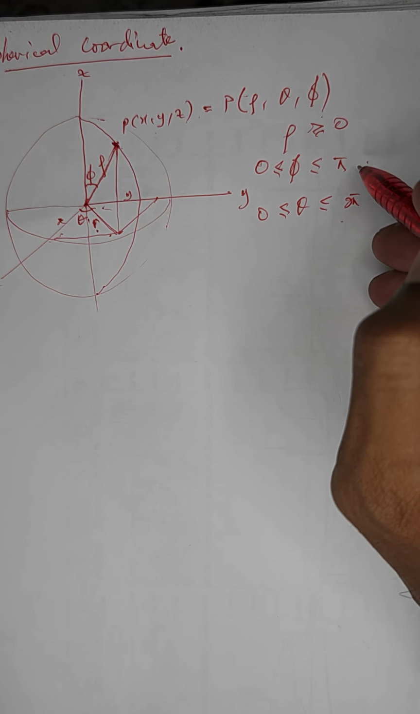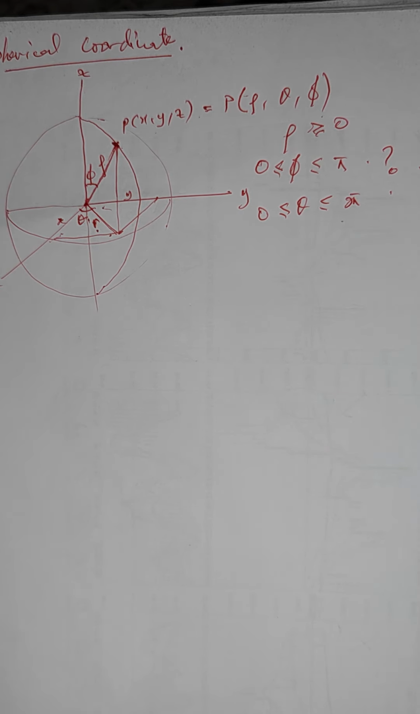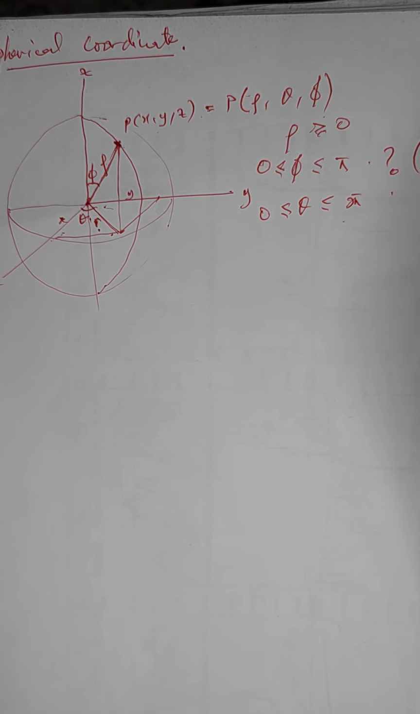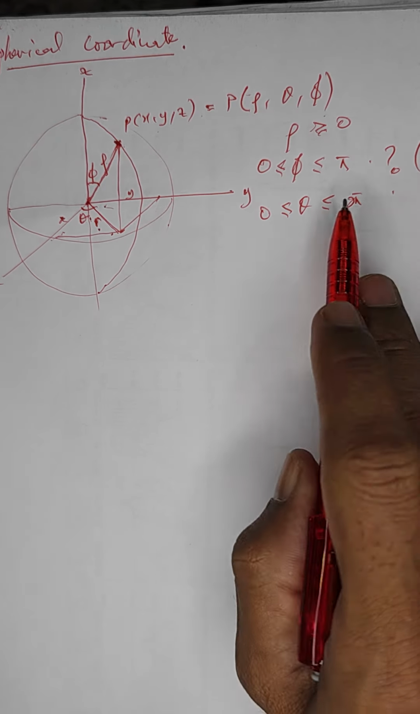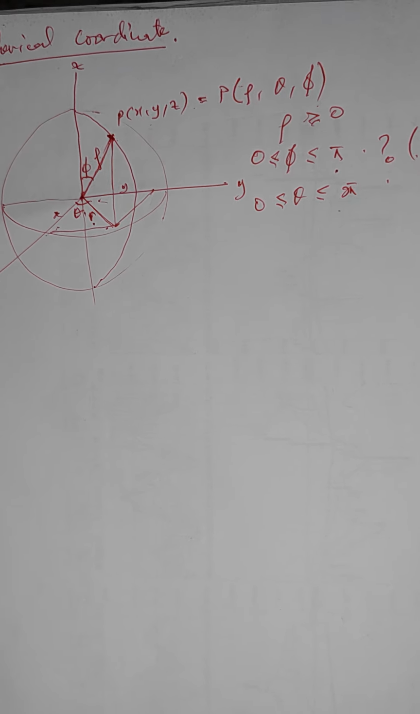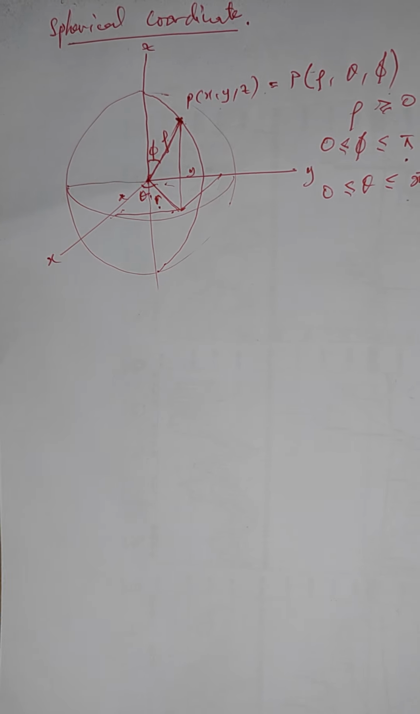So you may want to think about why phi is only from 0 to pi and not 0 to 2 pi. We only have pi here. Think about that. Now how do we write those points x, y, z in terms of rho, theta, and phi?